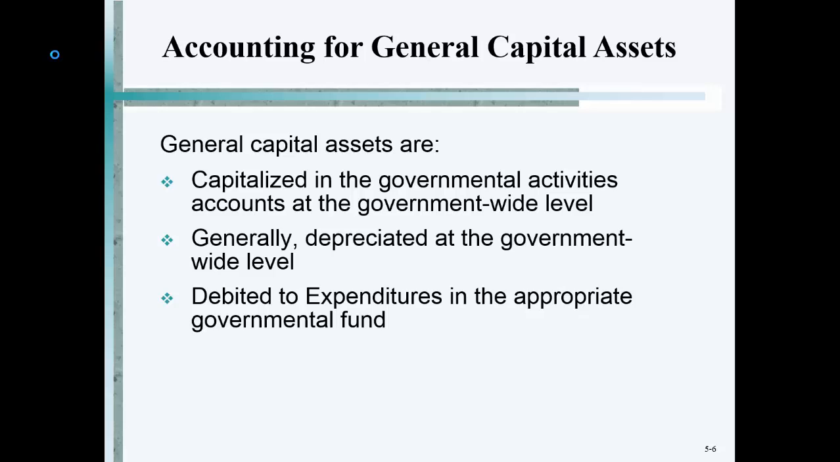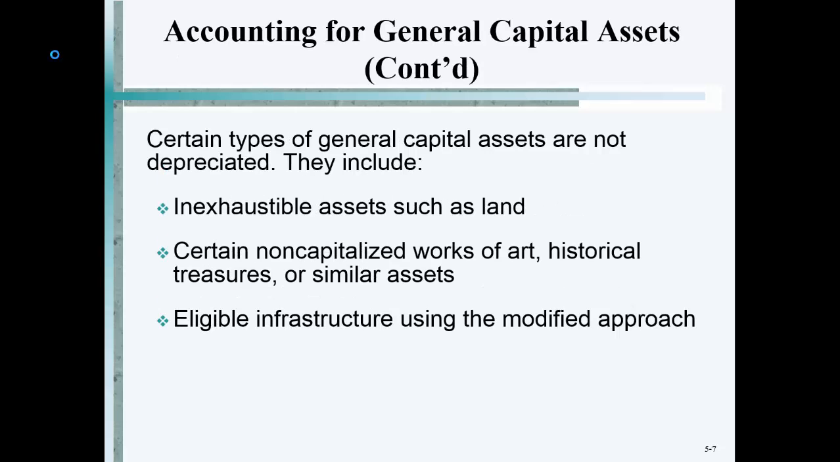And we have what? We have our general capital assets, which we are going to capitalize at the government-wide level. So we'll debit assets for those. We will depreciate them, right? If we're accounting for them at the governmental fund level, we're going to treat them as an expenditure, right? And we've known that for a long time now. Okay. Okay, good.